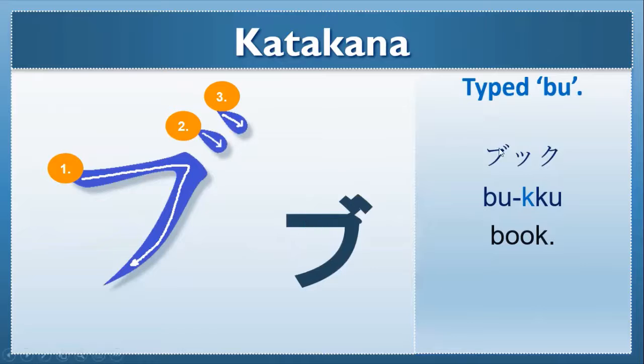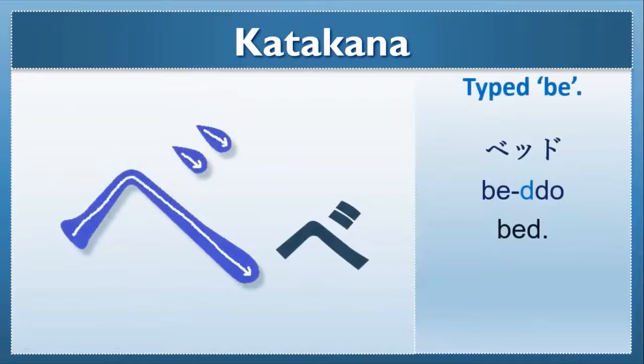So this is a small tsu. And after the small tsu, the consonant part will be stretched. So book. Next is be. Be as in beddo, bed. So again, there is a small tsu, and next to it is do. So the consonant part will be stretched. Beddo.